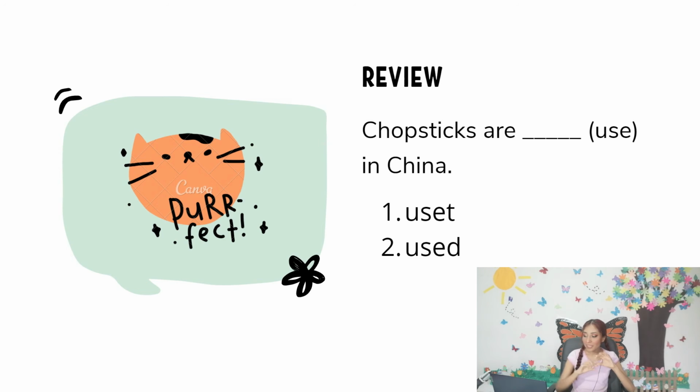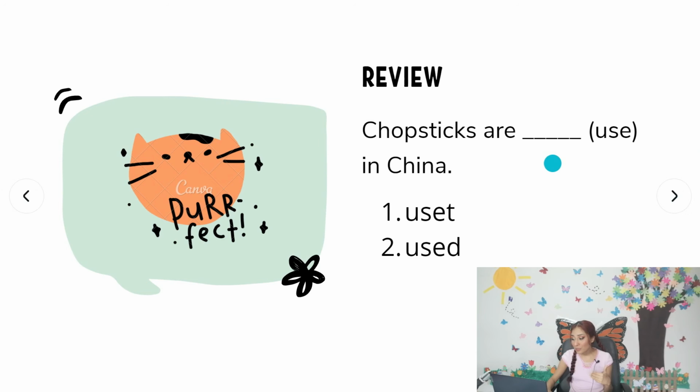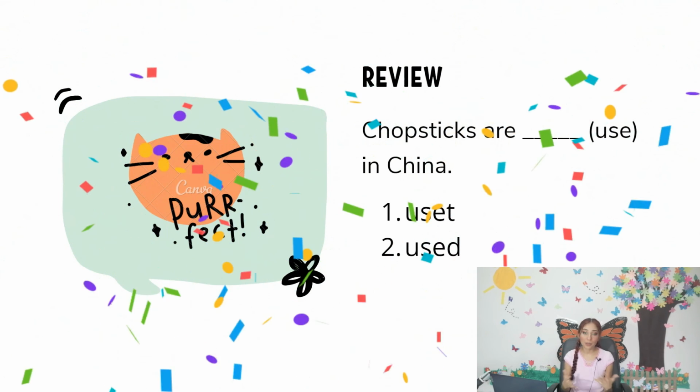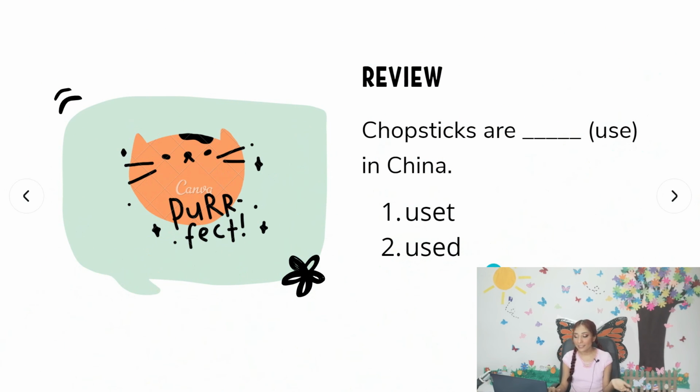Last one, chopsticks. If you don't know what chopsticks are, they are the sticks that you use, for example, to eat sushi, to eat Chinese food, okay? I don't know how to use them. So chopsticks are used in China. Number 1, used. Number 2, used. Is it number 1 or 2? If your answer was chopsticks are used in China, number 2, excellent job, very good, because it's a regular verb and it ends with E, so you just need to add D.